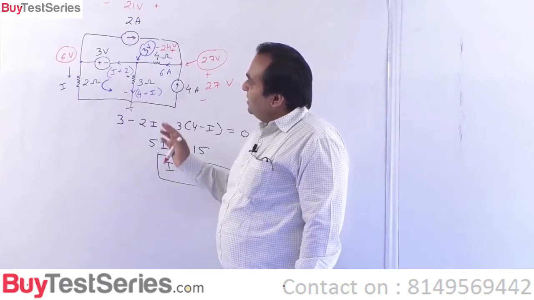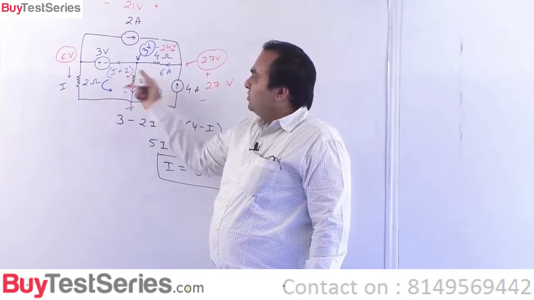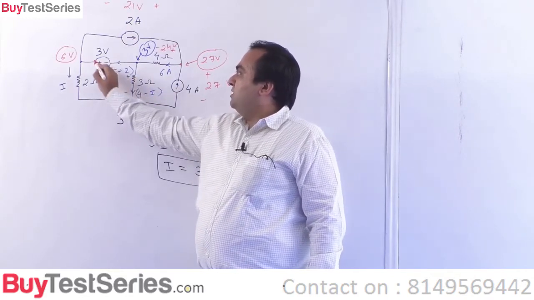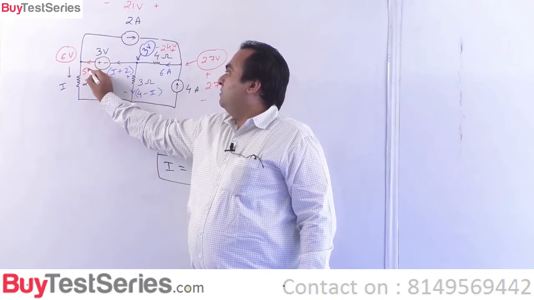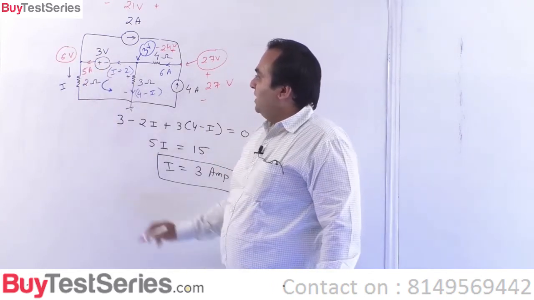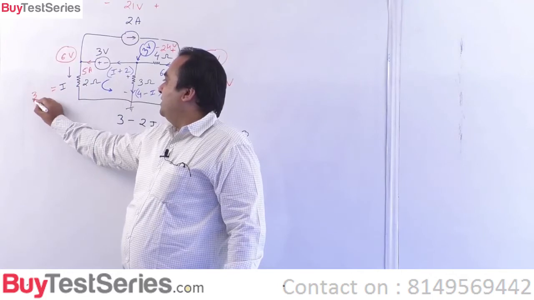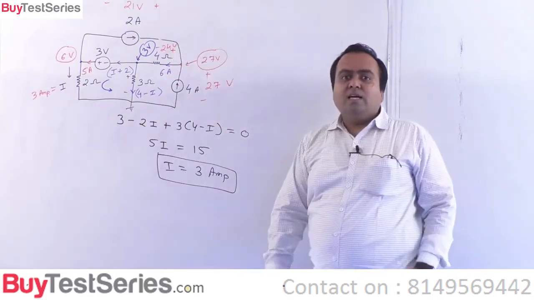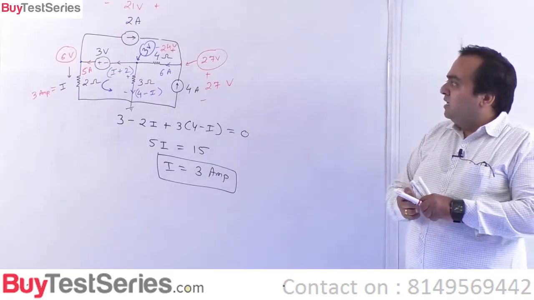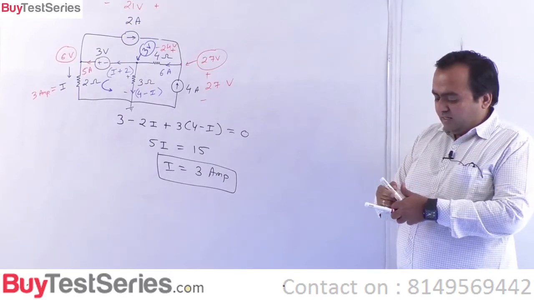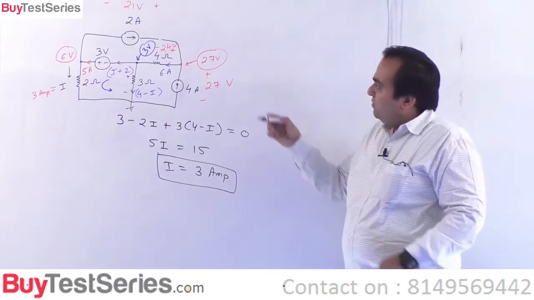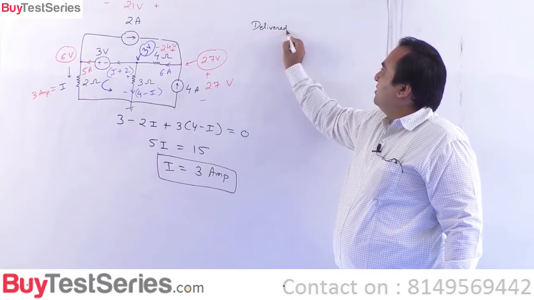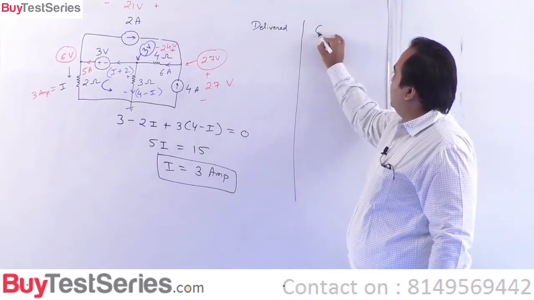Is this okay? So in this way, since I is equal to 3, this I plus 2 must be 5. So this is 5. Is this okay? And this I is anyway 3 amperes. Alright. So again, you can prove the power balance, such that we can write delivered on one side and consumed on the other side.